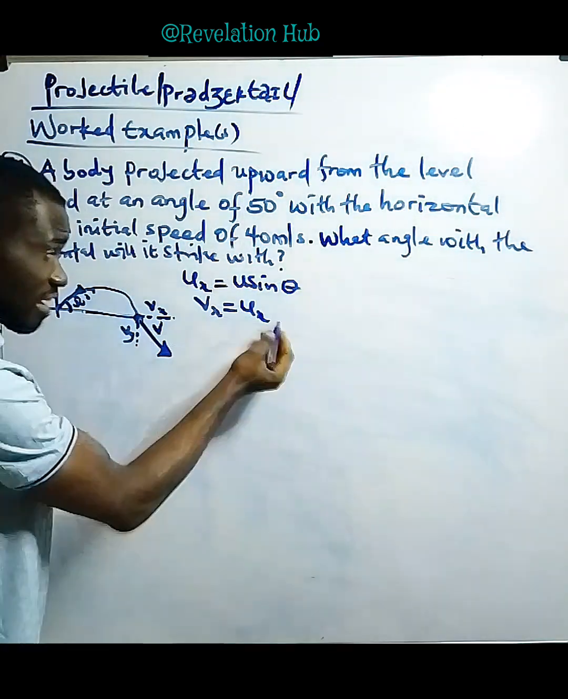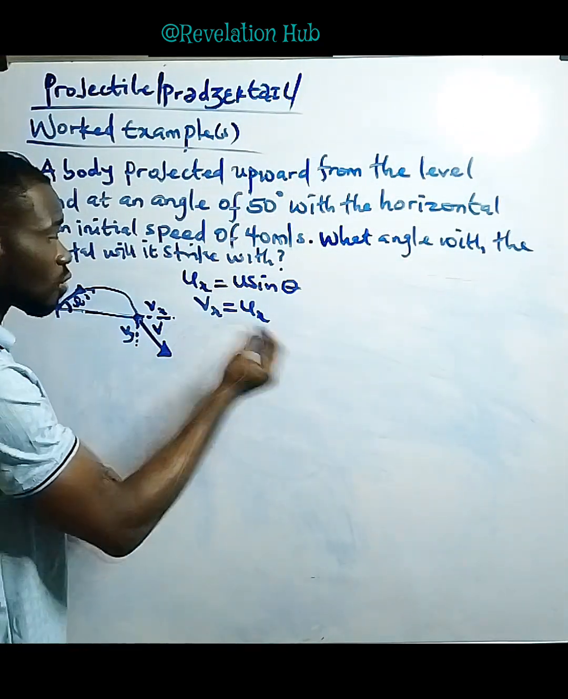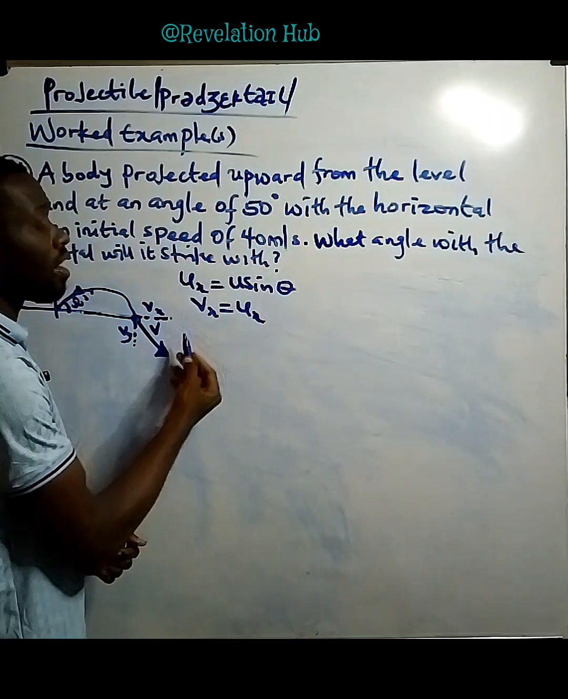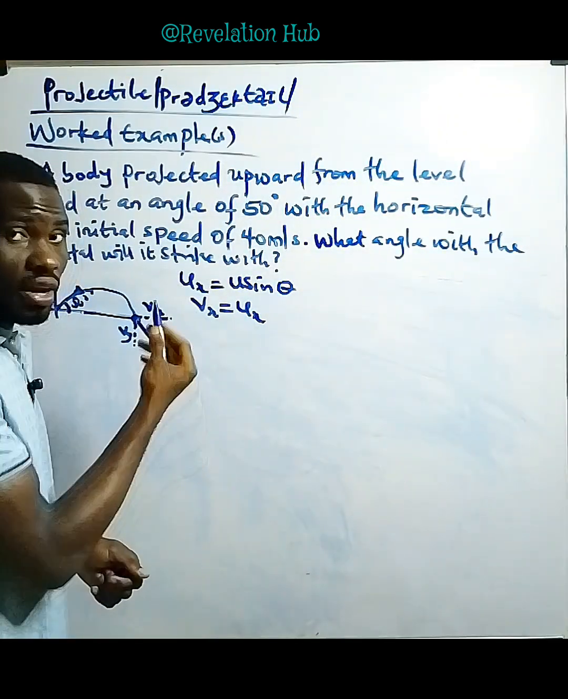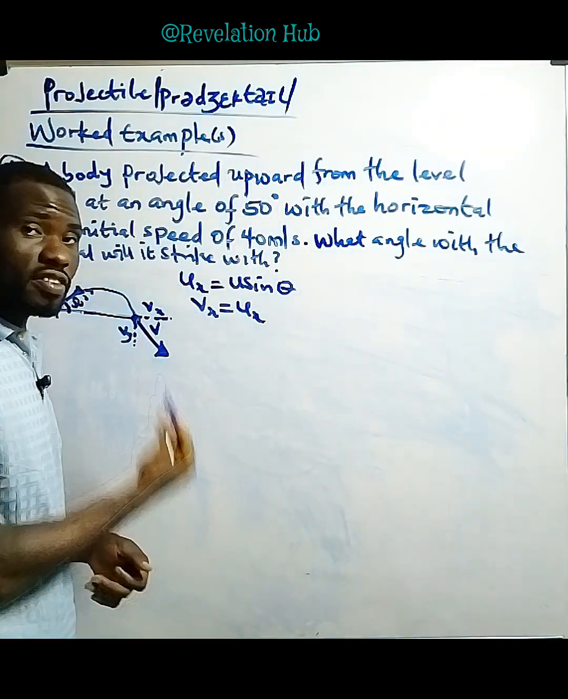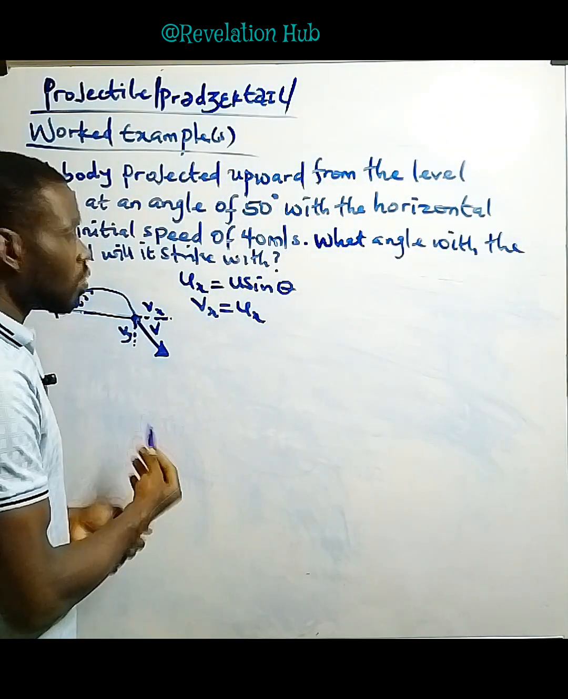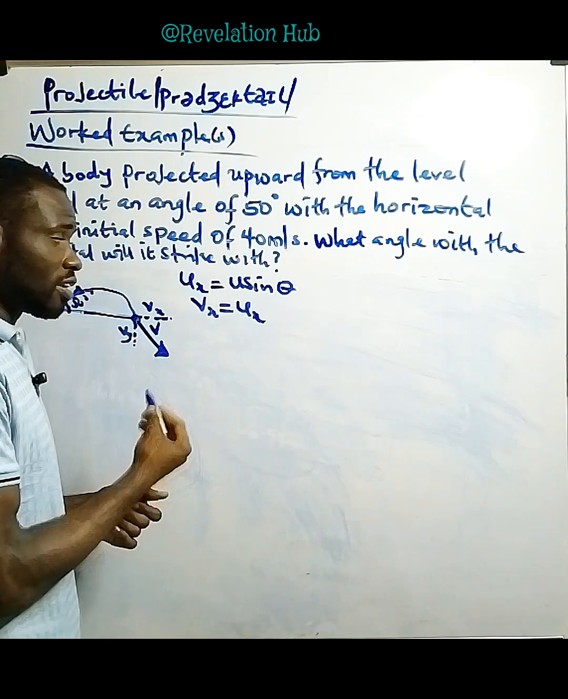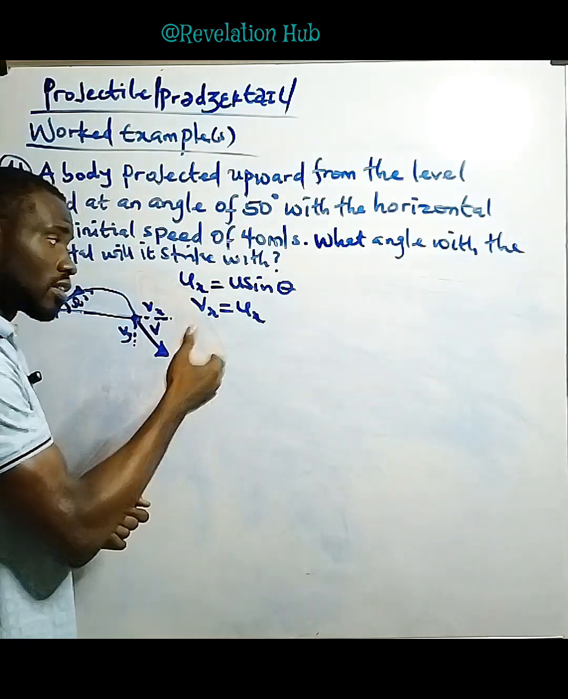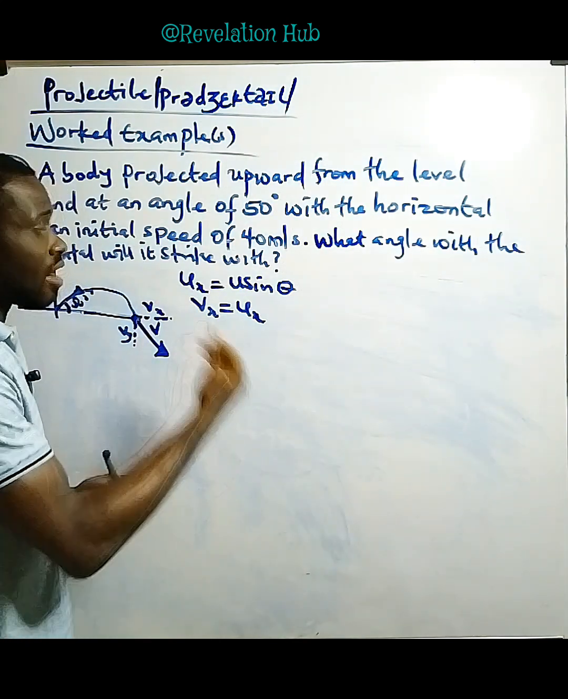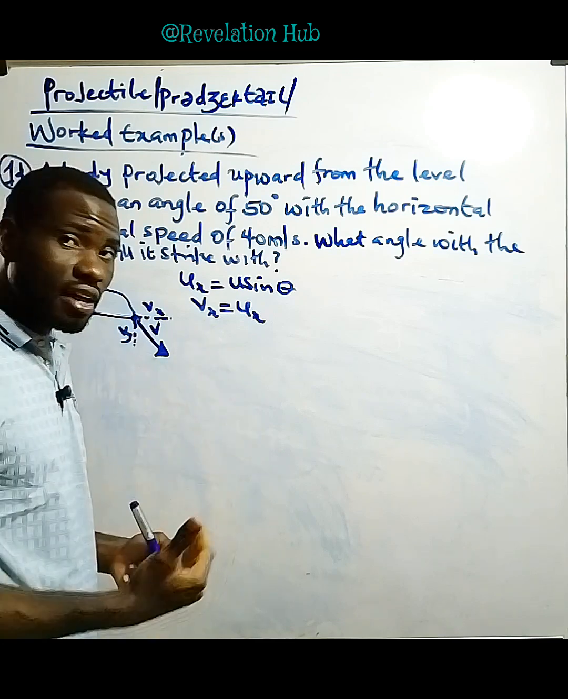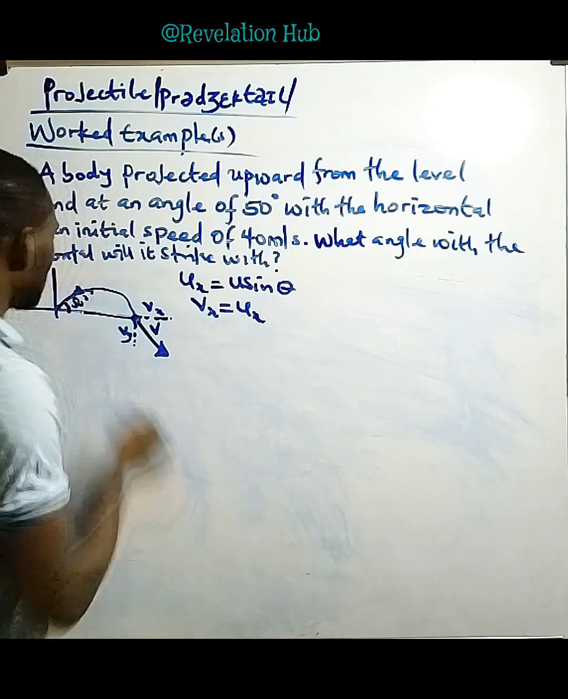But for the y-axis, it's quite different. So let's get the values of our initial velocity along the x-axis and initial velocity along the y-axis. Once we get those values, then we can easily get our final velocities along the x-axis and also along the y-axis. So let's quickly do that.